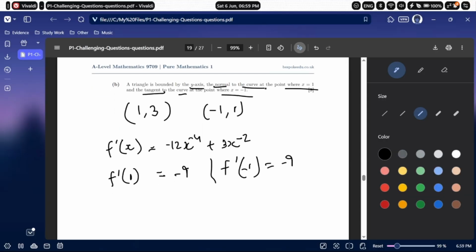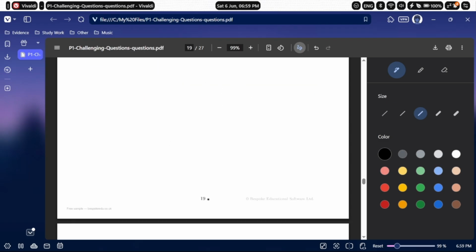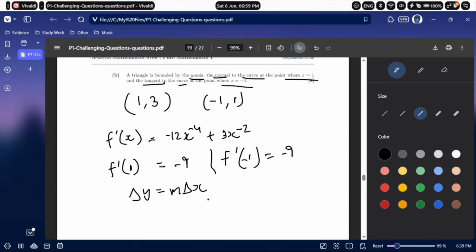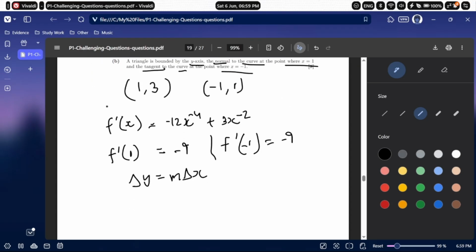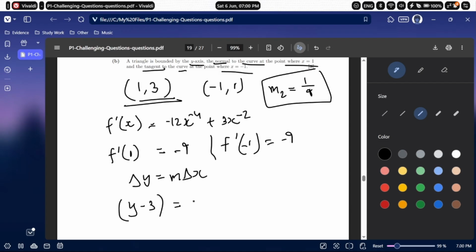Now you have to make the normal to the curve at where x is 1, right? So again, using the formula, delta y is m delta x. Wait, let me see how much space I have. Not a lot. Okay. So using this coordinate, and because you have to find the normal over here, so m2 is just negative reciprocal, which is 1 over 9. Okay. So y2 minus y1 is 1 over 9 x minus 1. This is your normal equation.